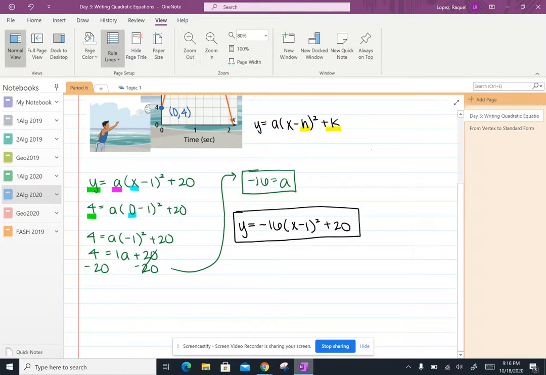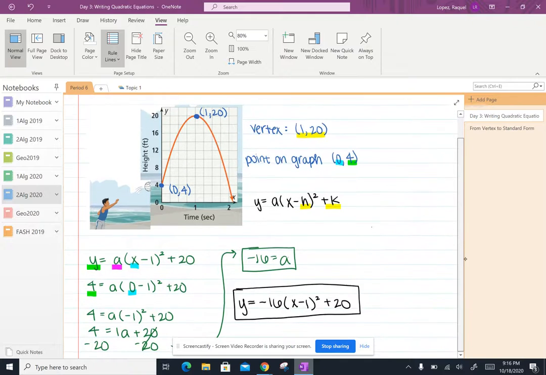Now, if we look at the equation, it totally makes sense that my stretch is going to be negative because I've got a parabola that's opening down, and it's upside down. So that's that negative in front. And then I've also got my vertex plugged in.